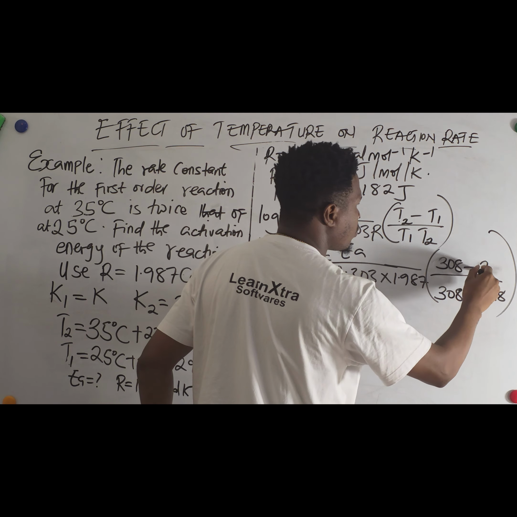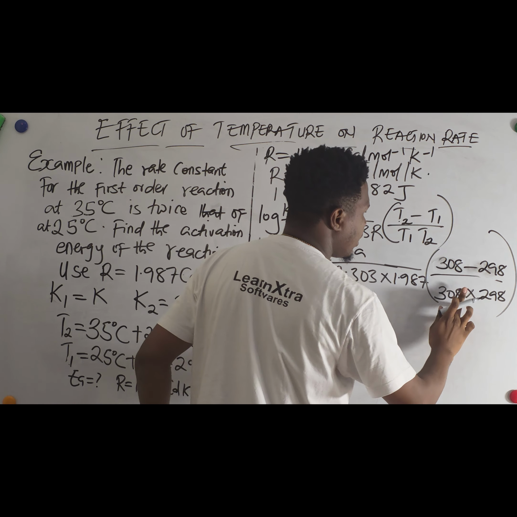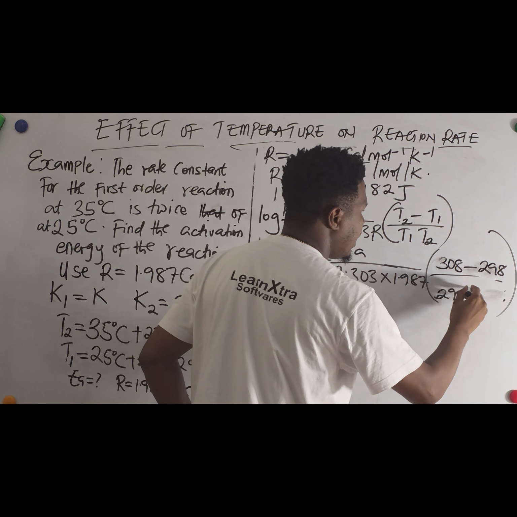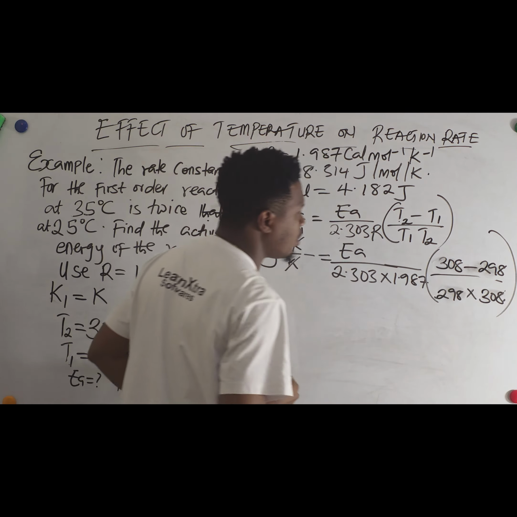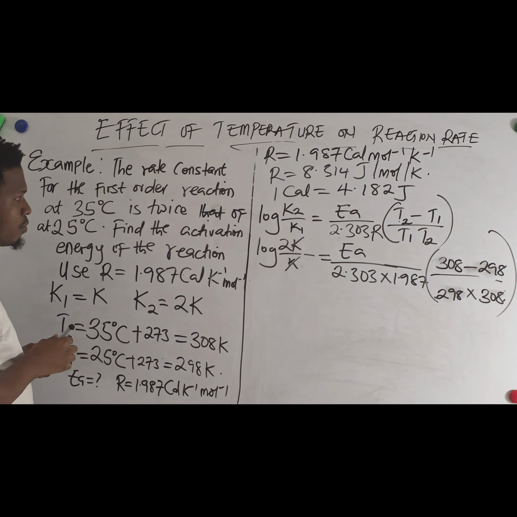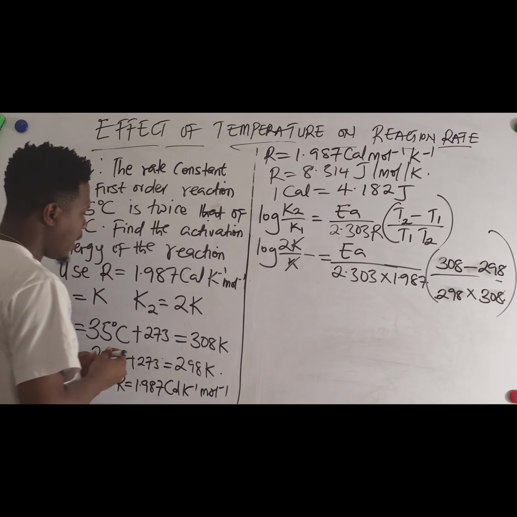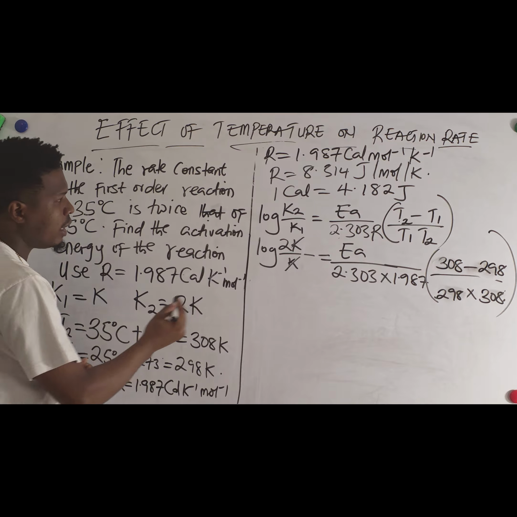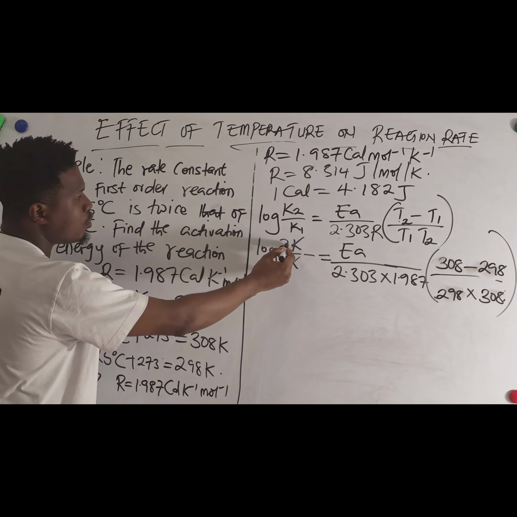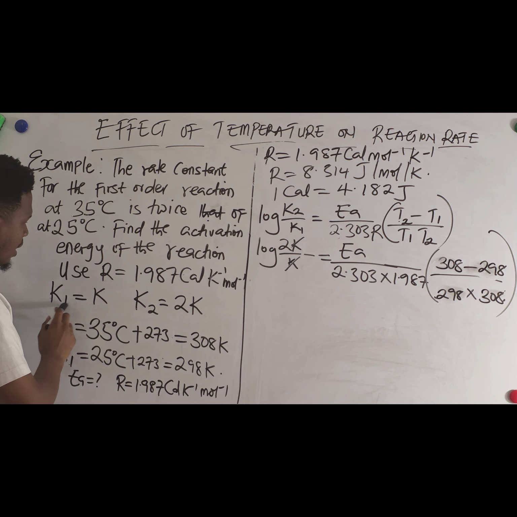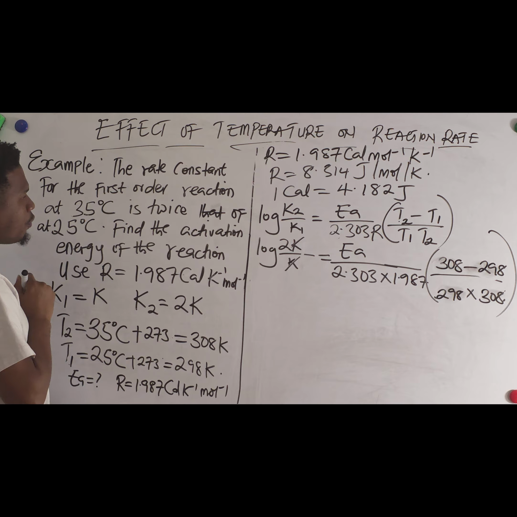308 minus 298, so that here will become 298 times 308. Okay? So that is the only correction I want to make here. So take note T2, take note T1. So when you have this, every other thing remains the same. So the K2 is going to be 2K, whereas K2 is still this, and K1 is still this.